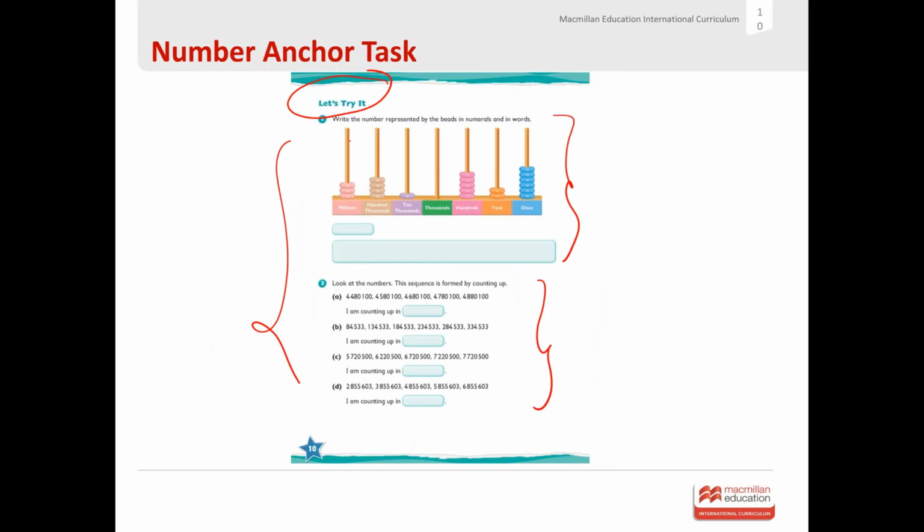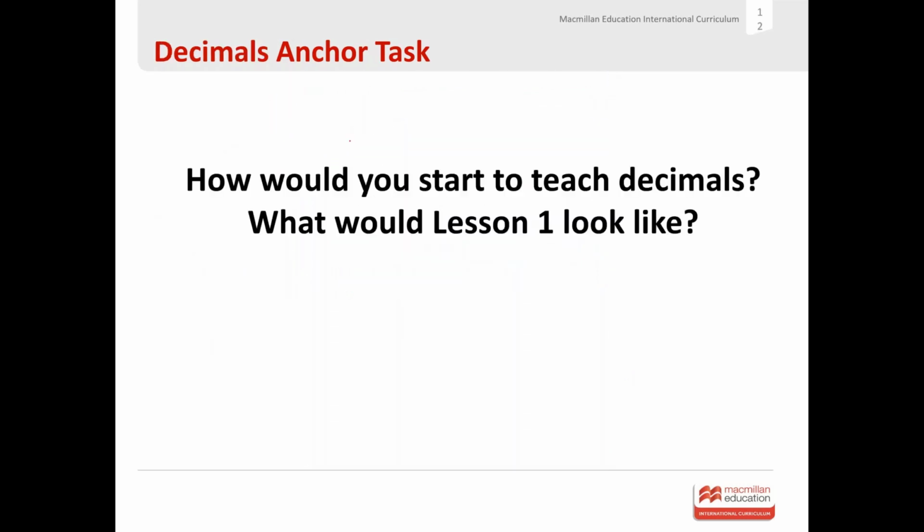So let's go to another anchor task. Before we go there, actually, I'm going to ask you a question. I'm going to give you about a minute to think about this. The question is, how would you start to teach decimals? What would lesson 1 look like? So I'm going to give you 30 seconds to think about that, and have a think yourself, maybe write a few things down. Give you about 30 seconds to a minute to think about how you would start to write down a lesson plan for teaching decimals. So it's the first time children have seen decimals. Technically, you've never been taught decimals before. They might have seen it in shops, that's fine, but they haven't been taught about decimals before. So have a think about that.